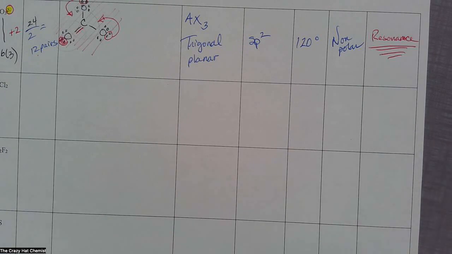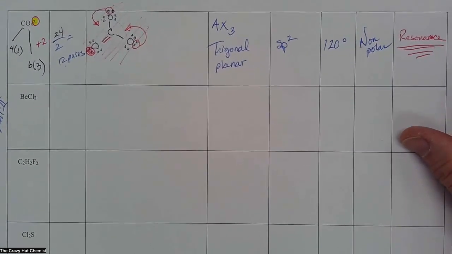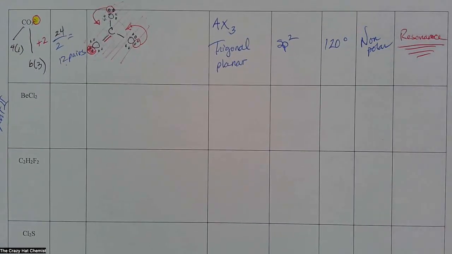Let's see if we can continue on with this little journey that we started. This is where we ended. We talked about the resonance structures for the carbonate ion, and I drew out all three of those resonance structures. Hopefully you're going to be happy with that. All right, so let's continue on with our next one. That's BeCl2.